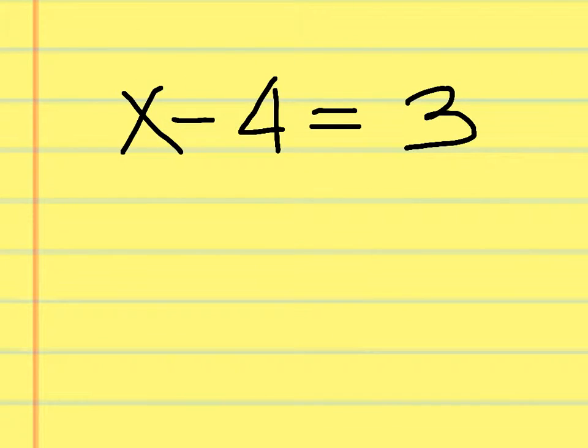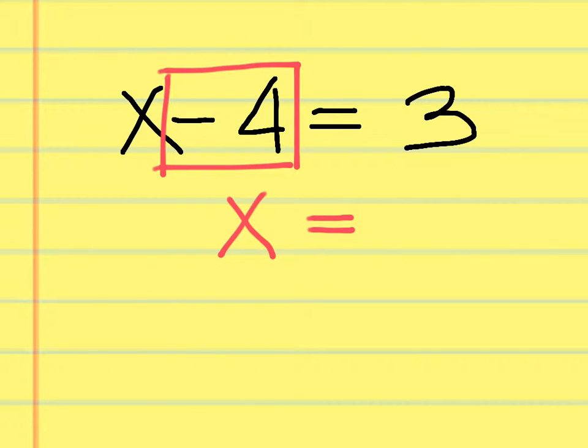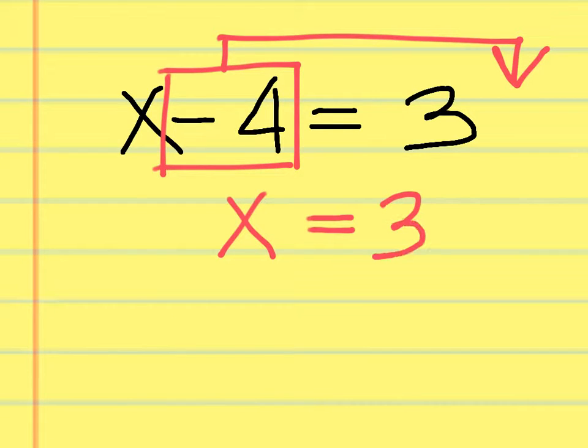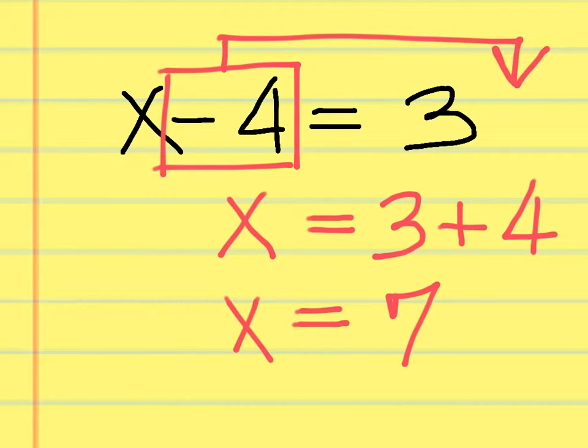x minus 4 equals 3. I have a number, I'm taking 4 away from it, and I'm going to end up with 3. If I can't figure it out in my head, then I know that I want my x by itself, and the minus 4 must go to the right side and change operation. It becomes plus 4. x equals 7.